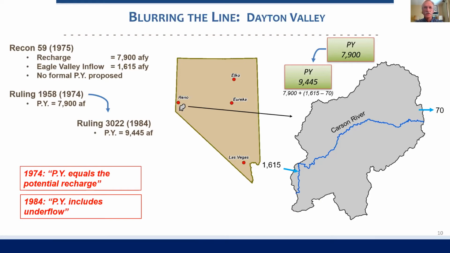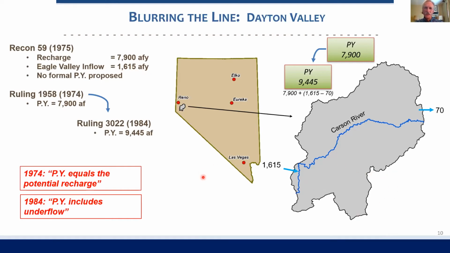However, the state engineer used the results from that study to establish a perennial yield of 7,900 acre-feet in 1974. And then later they revised that value in 1984 to 9,445 acre-feet. Now the difference between those two values really was essentially that the 7,900 acre-feet value only included recharge from precipitation, whereas the 9,445 acre-feet value included both that value plus the interbasin flow, the net flow in and out.